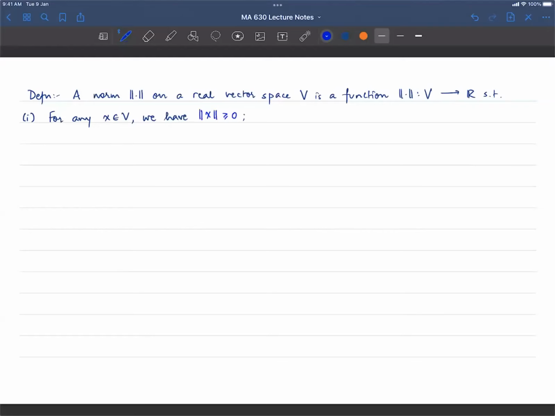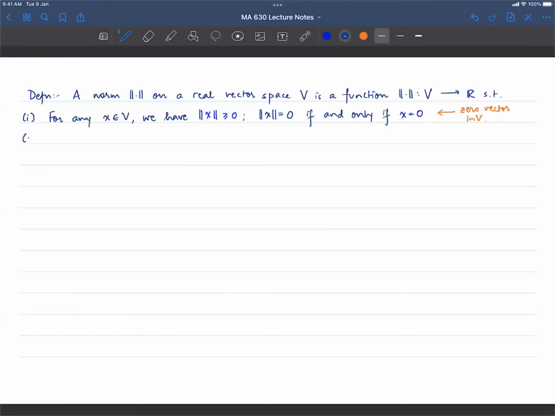Also, the other property is that norm x is 0 if and only if x is the 0 vector. Remember the 0 here, just to be clear, is the 0 vector in V, not the number 0. So that's the first property for a norm: the norm of any vector should be greater than or equal to 0, and the norm of a vector is 0 if and only if we're talking about the 0 vector.